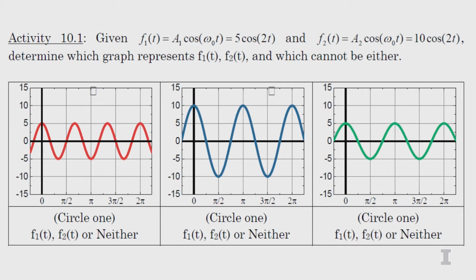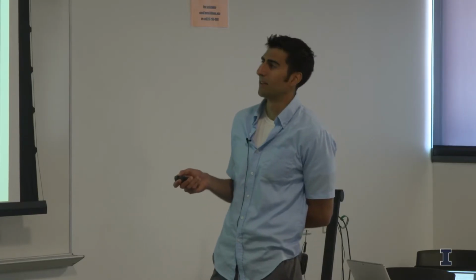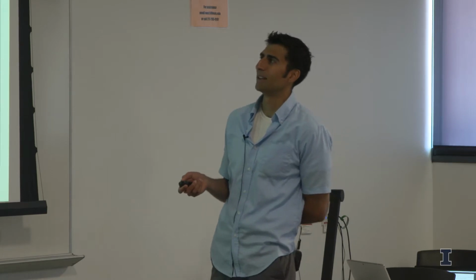So first let's go here. You want to just think about this for a minute? It's in your book too if it's difficult to focus. Right, so I heard f1. What's your reasoning? The amplitude is 5. Yeah.